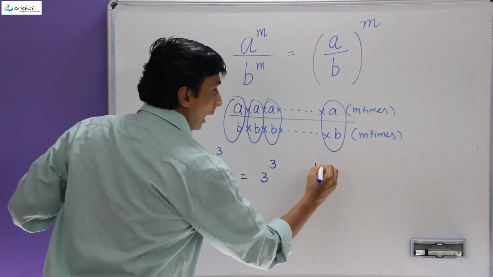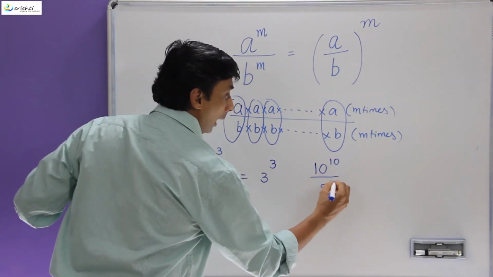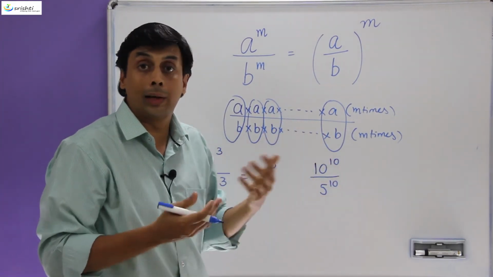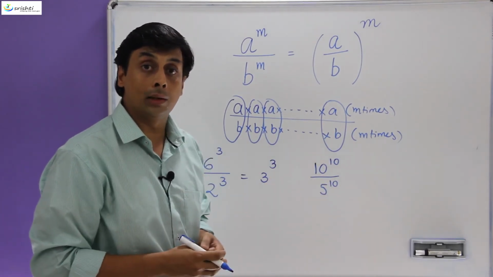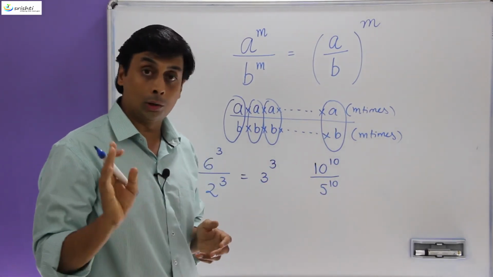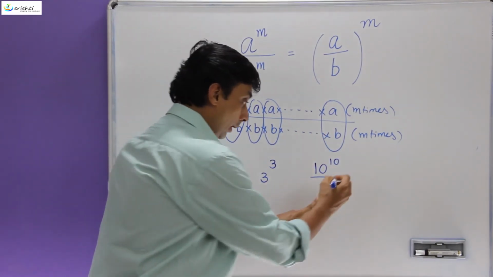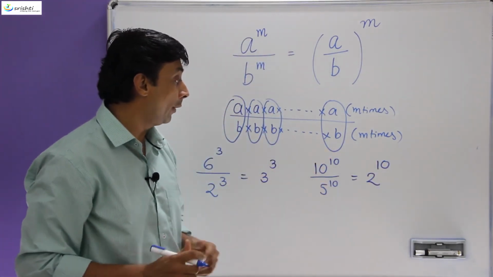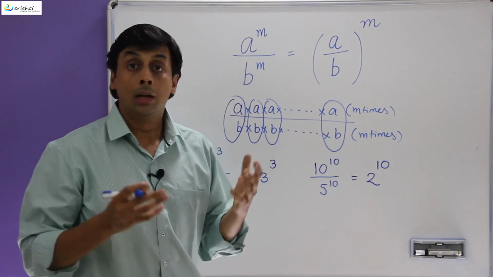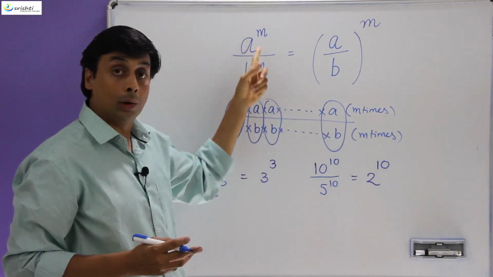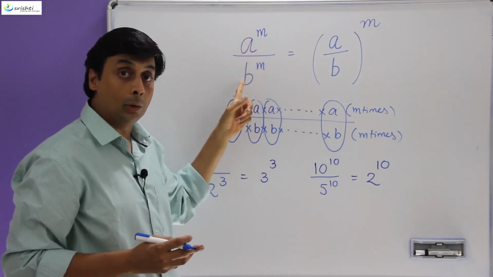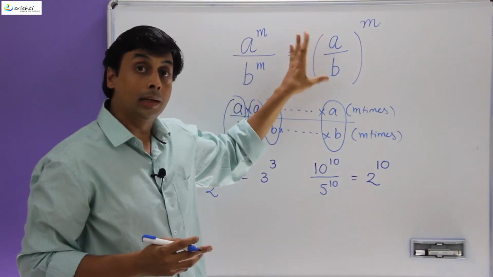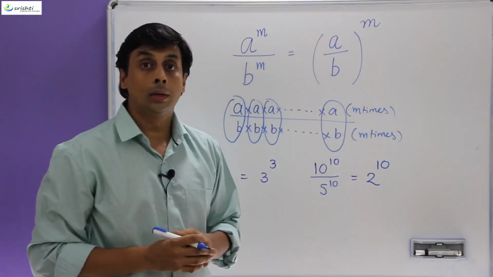Or if I had 10 raised to 10 divided by 5 raised to 10, students tend to cancel out the powers 10, right? Thinking that you can cancel out variables, so similarly you can cancel out the exponents or the powers also. Not true. Rather 10 divided by 5 is 2, that's right, but the power would stay as is. So 10 raised to 10 divided by 5 raised to 10 would be 2 raised to 10. Moral of the story, if you have the same exponents or the same power and you have division of two numbers, then you can divide these two numbers, you can find a by b, but that a by b should be raised to the power.